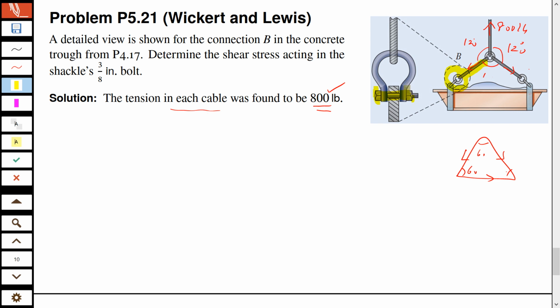this bolt. तो bolt के लिए कौन सा stress हो गया? Shear. और cable के लिए क्या हो गया?